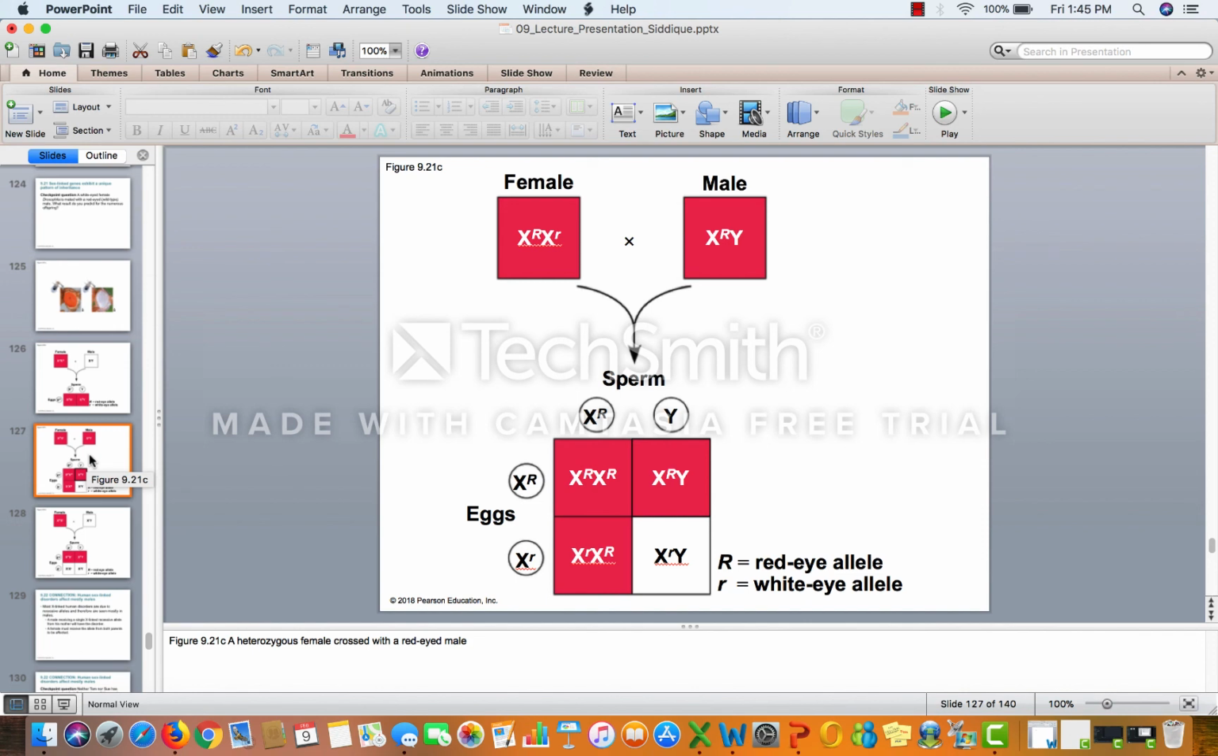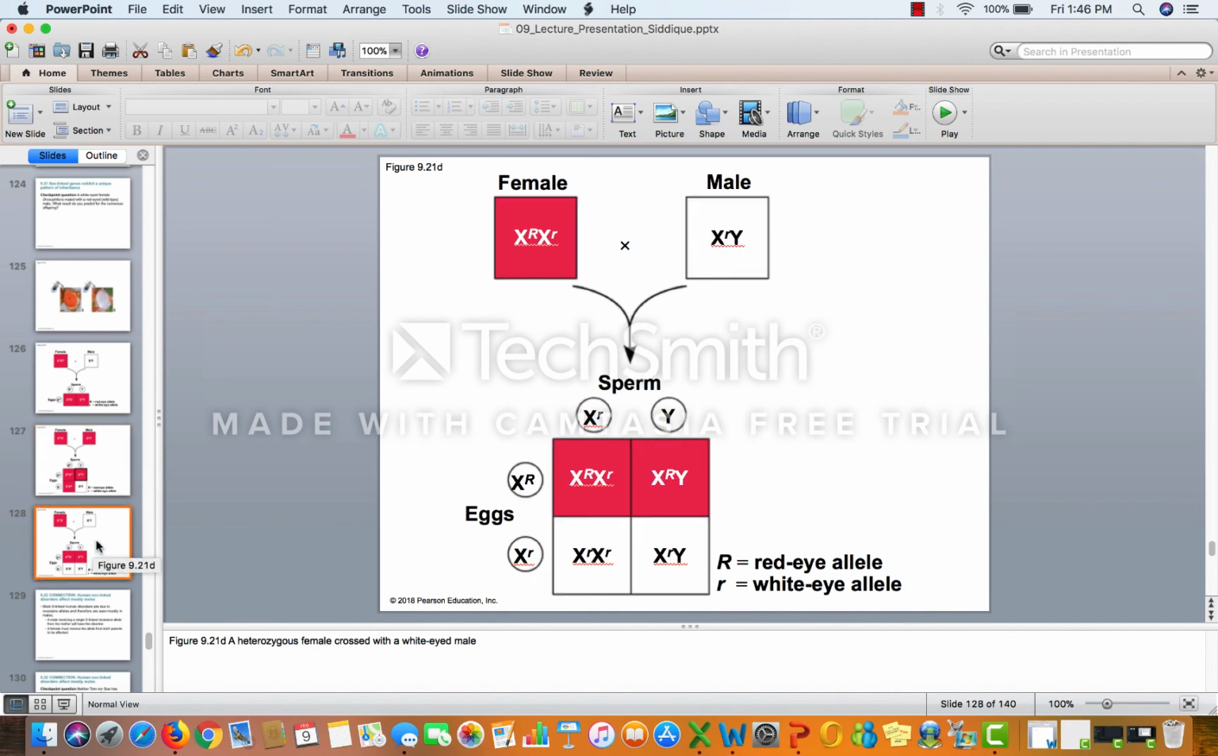Okay. If we take a look at the male and female again, and we determine the eggs, if we have a recessive, then a heterozygous, and then a dominant, we're going to get 3 red eyes and 1 white eye. Okay, here we have a combination of 2 red and 2 white.